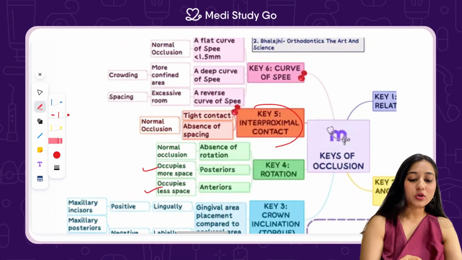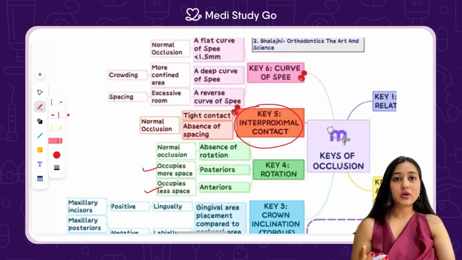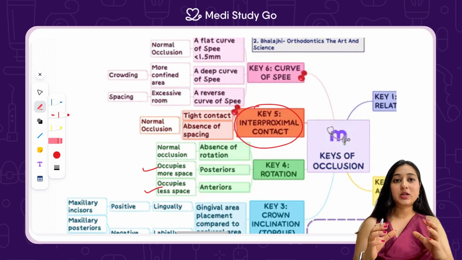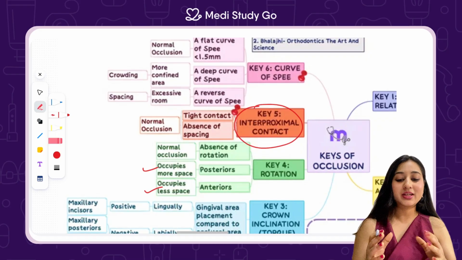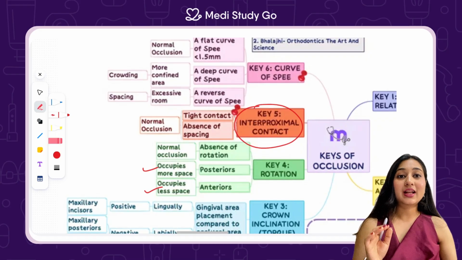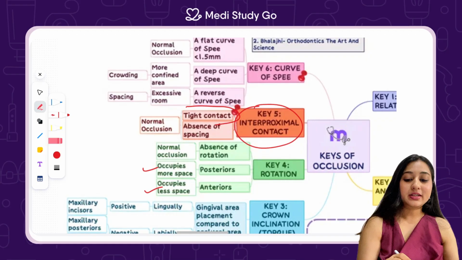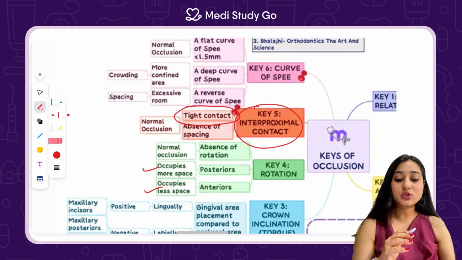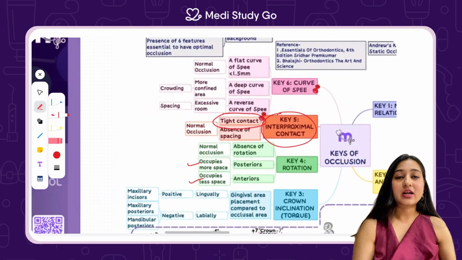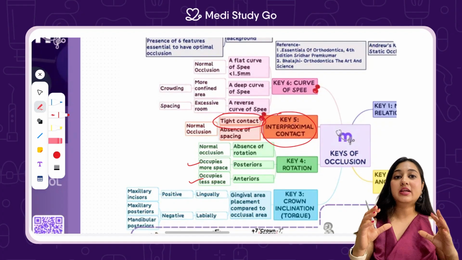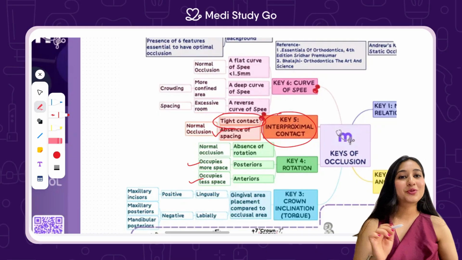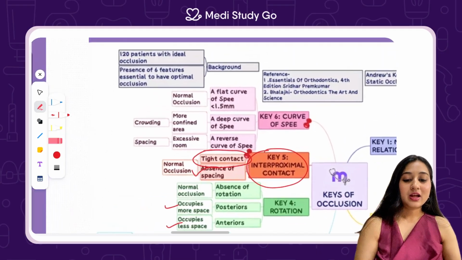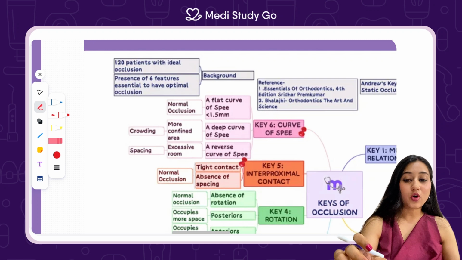Next is the interproximal contact. Interproximal contact just means the contact point between two teeth that are adjacent to each other or are neighboring teeth. In a normal and ideal contact, they should be tight as well as have no presence of any spacing. If there is spacing between the teeth, it's obvious that there is no contact between them. So in a normal occlusion, there shouldn't be any spaces, and there should be tight contact between the teeth. Coming last to the curve of Spee.